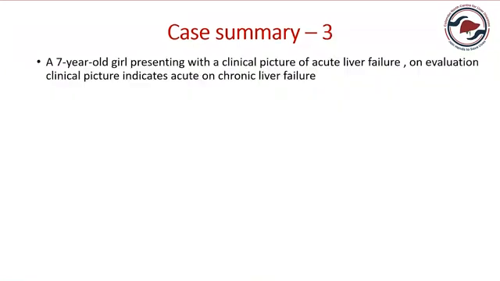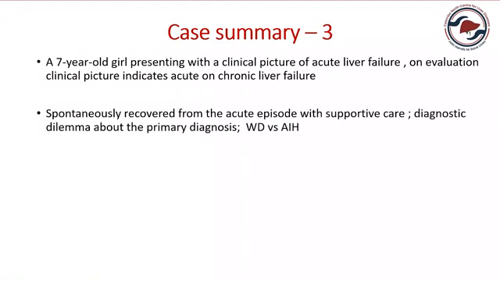Case summary 3. A 7-year-old girl presenting with a clinical picture of acute liver failure. On evaluation, the clinical picture actually indicated acute on chronic liver failure rather than just acute liver failure, because there were features of chronicity. She spontaneously came out from the acute episode with supportive care. However, the primary etiology remained unclear. There was a dilemma about Wilson's disease as well as autoimmune hepatitis.